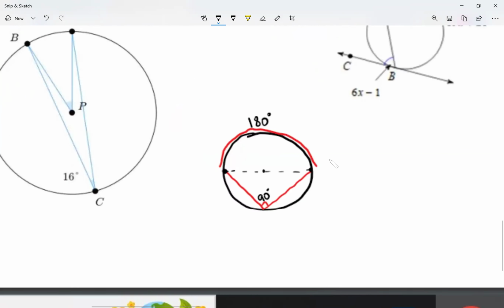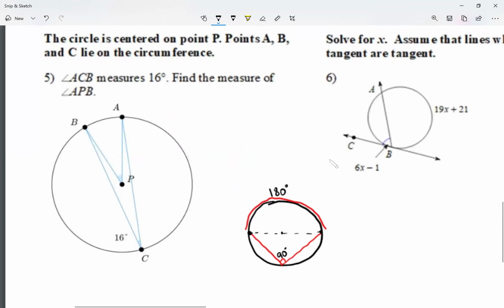Okay, so let's take a look at our work now. The circle is centered on point P. Points A, B, and C lie on the circumference, so they are on the circle. The measurement of angle ACB measures 16 degrees. So let me write that down. It didn't fit here, so basically that's the angle. ACB is equal to 16 degrees. Find the measure of angle APB. So we want to know how big is this angle. And I'm going to say it's not 16, okay?